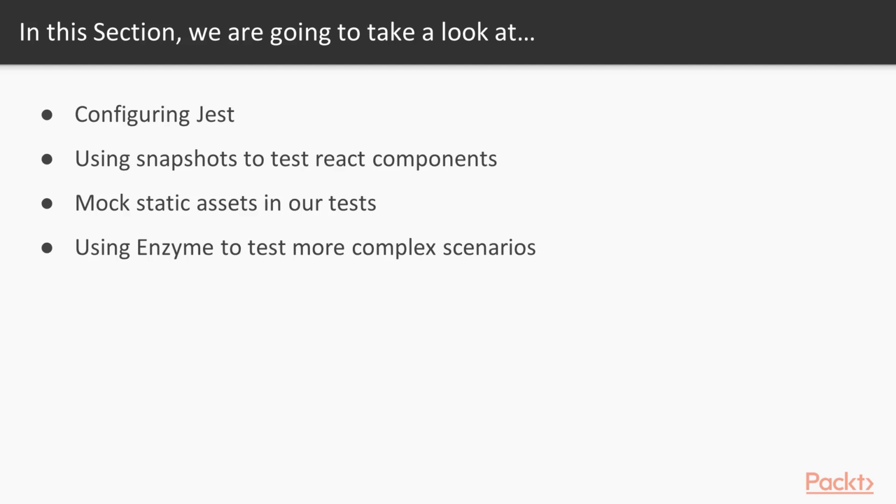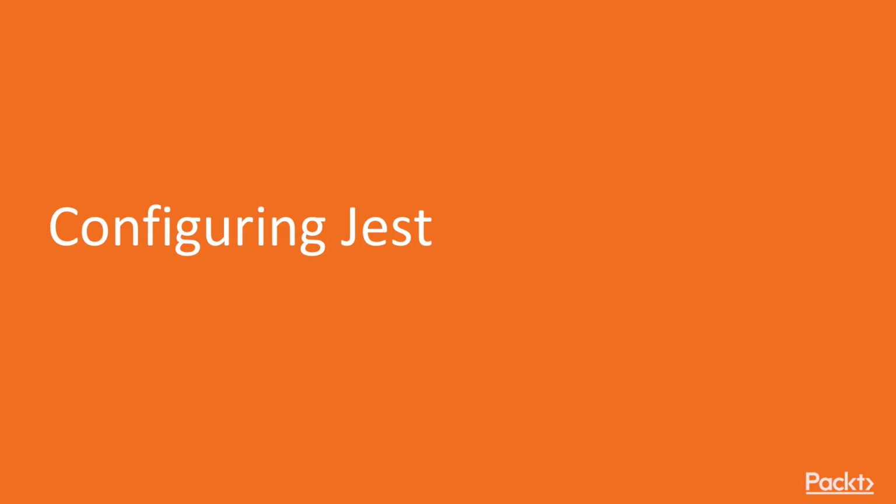First, we're going to talk about how to set up our testing engine, which is called Jest. Then, we're going to move forward into talking about one specific type of test, which are snapshot tests. In our third video, we're going to talk about how to mock up assets using Jest, in particular images. And at the end, we're going to see how to use another tool called Enzyme for more complex testing scenarios. So let's start talking about Jest.